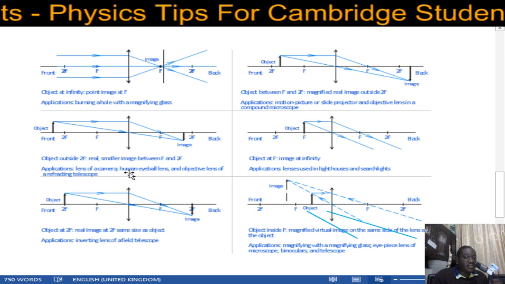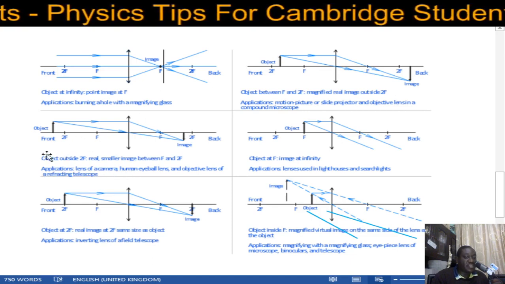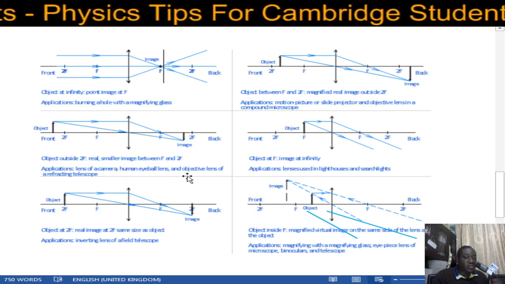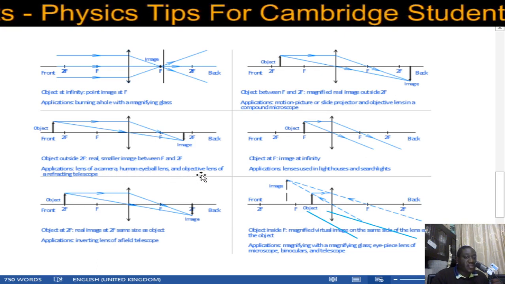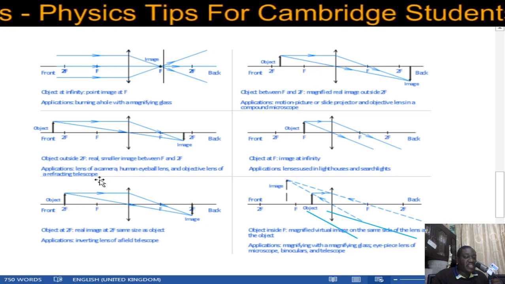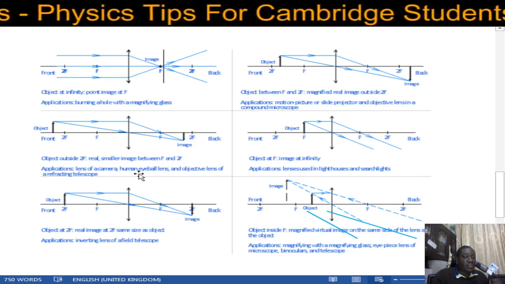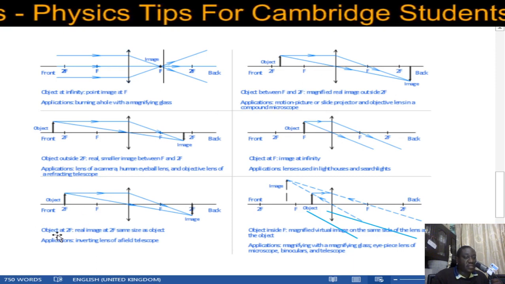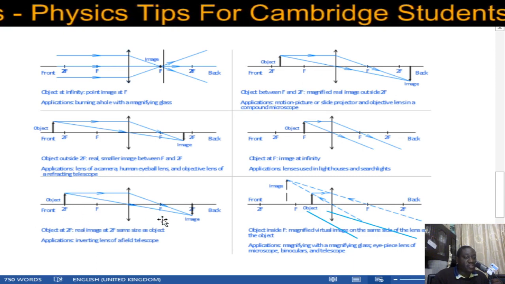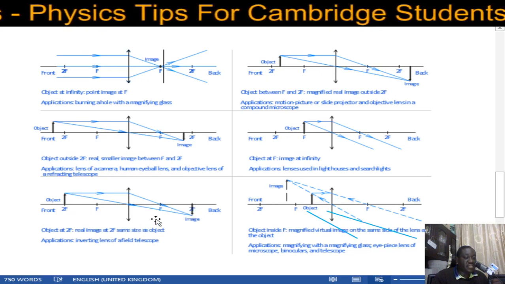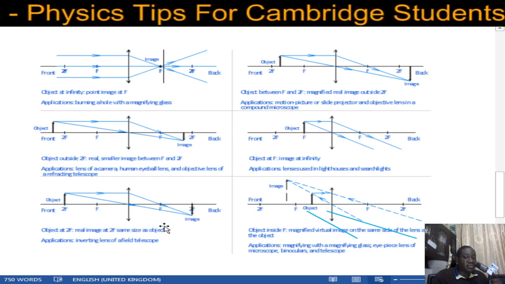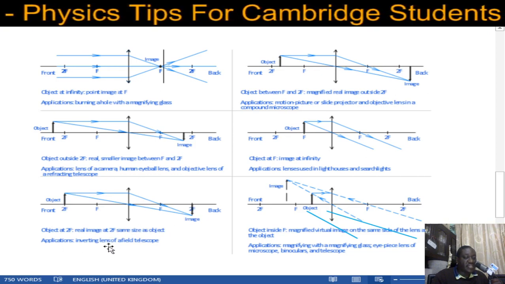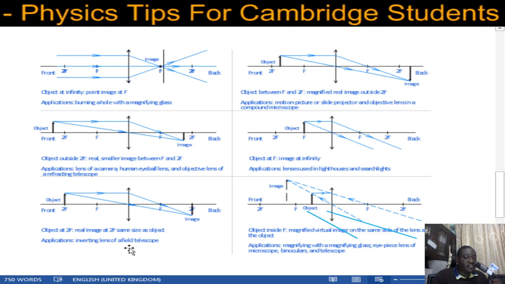Applications for this kind of setup where the object is beyond 2F are the human eyeball lens and the objective lens of a refracting telescope. Object at 2F is this one. Image will be at 2F, like we said, same size as the object. You can draw it to prove that it's the same size as the object. Applications: inverting lens of a field telescope.